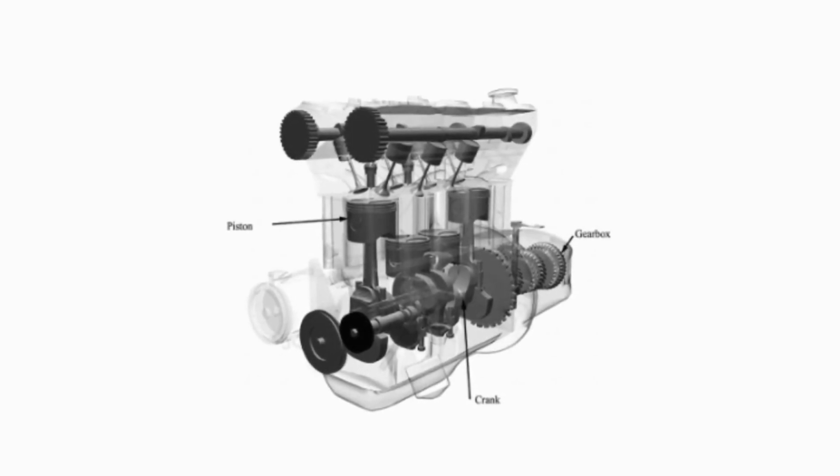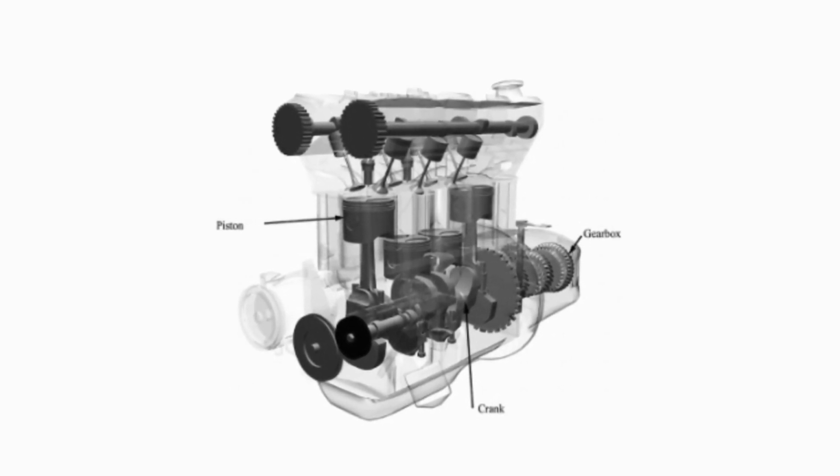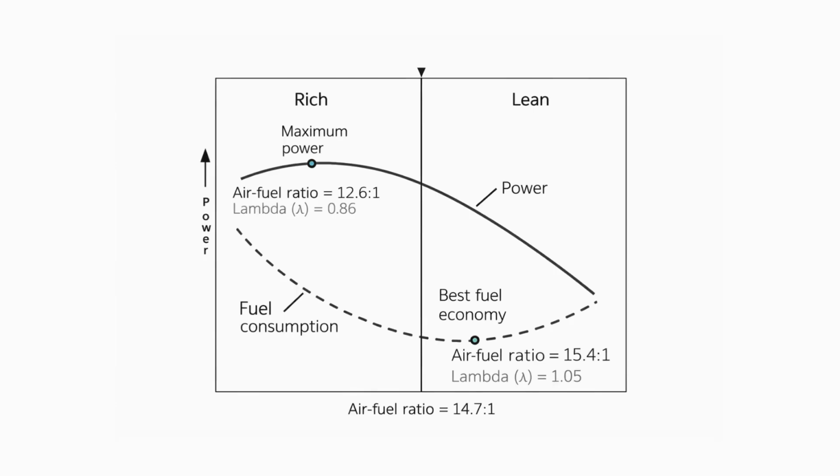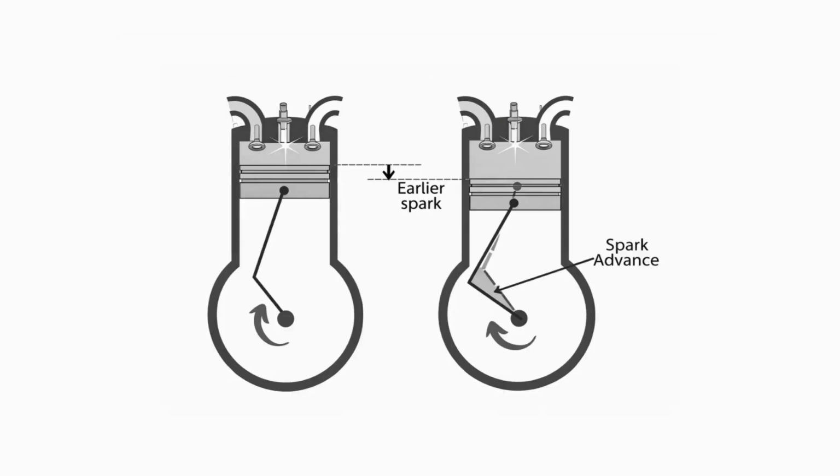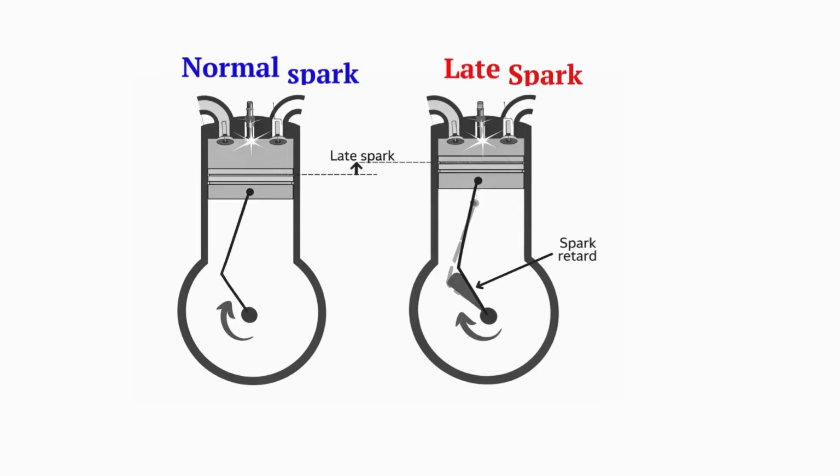Even though the engine operates in a precise and controlled sequence, small issues can significantly affect its performance. For example, if the air and fuel mixture is not correct, the combustion process becomes inefficient. A mixture that contains too much fuel is known as a rich mixture, while one with too much air is called a lean mixture. Both conditions can reduce engine efficiency and increase emissions. Another common issue is incorrect ignition timing. If the spark occurs too early, it can cause knocking, which may damage engine components. If it occurs too late, the engine will lose power and efficiency.